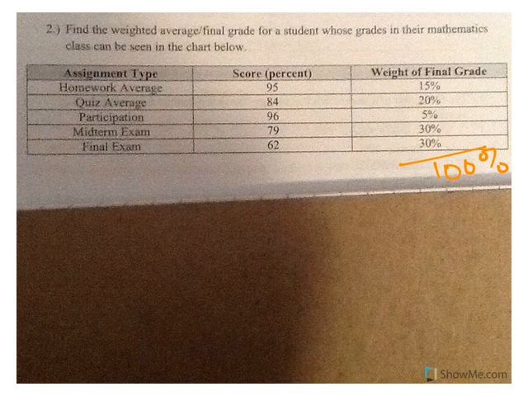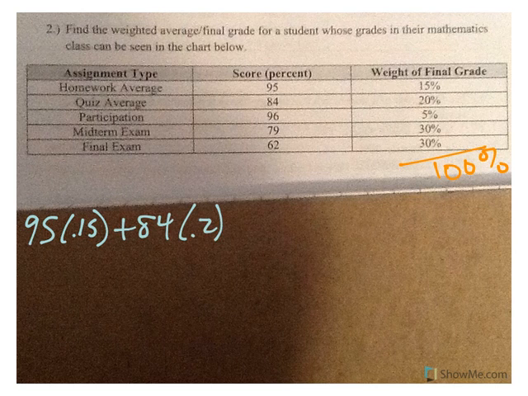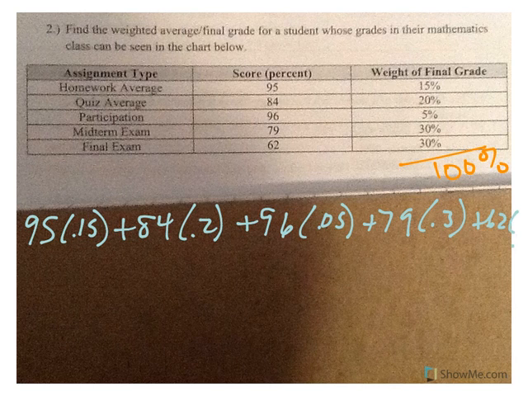We're going to take our score, 95, times the weight of 15%. 84 times the weight of 20%. 96 times the weight of 5%. 79 times the weight of 30%. 62 times the weight of 30%. It's 0.3 there at the end. Sorry about that. And then we can multiply them to find out how many points you've earned in each category.